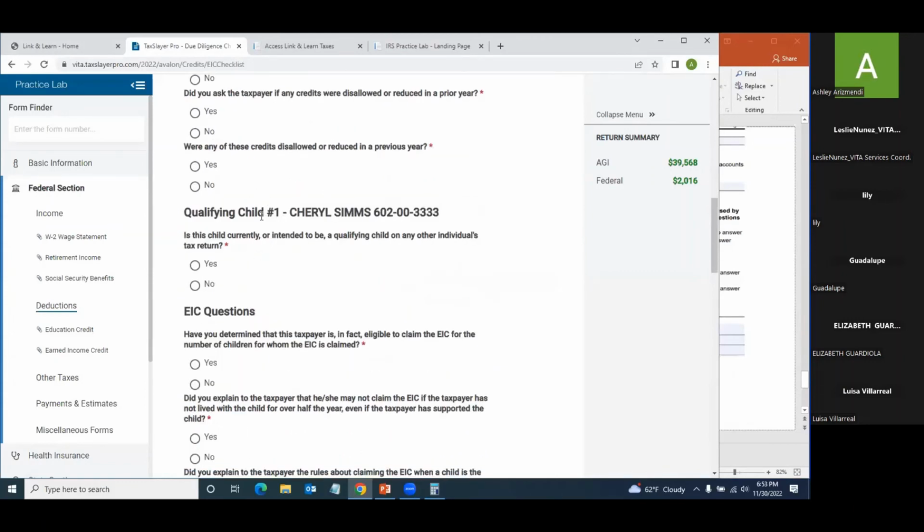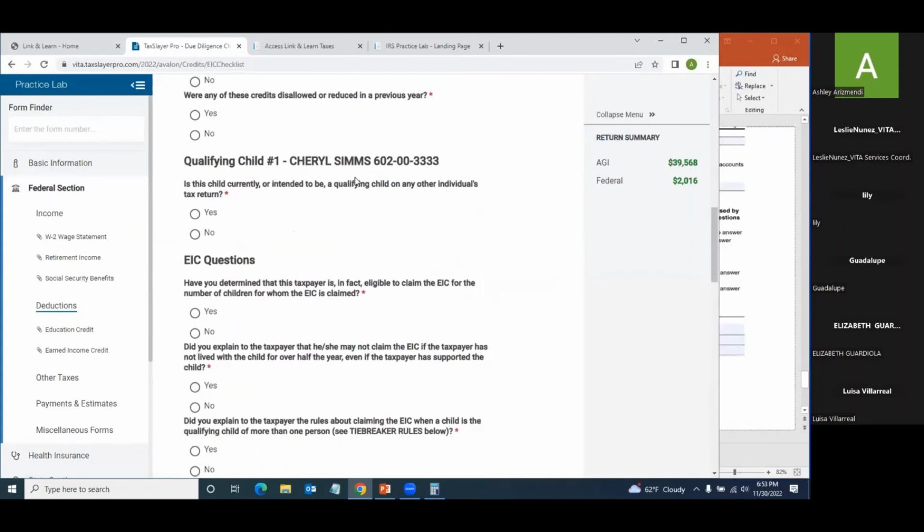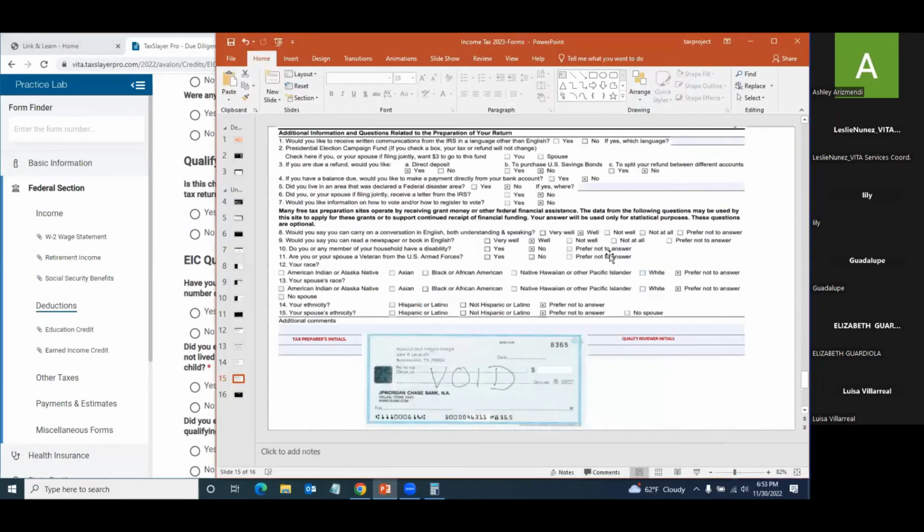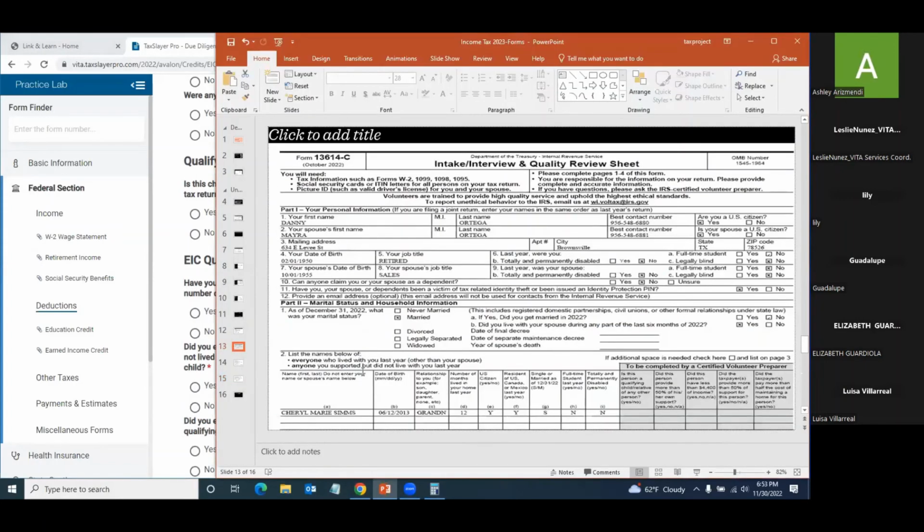Okay. So qualifying child number 1, Cheryl Simmons, is the child currently or intended to be a qualifying child of any other individual's tax return? Usually whenever they say that the dependent can be claimed by somebody else, they would let us know here by how many months the child has lived with them.